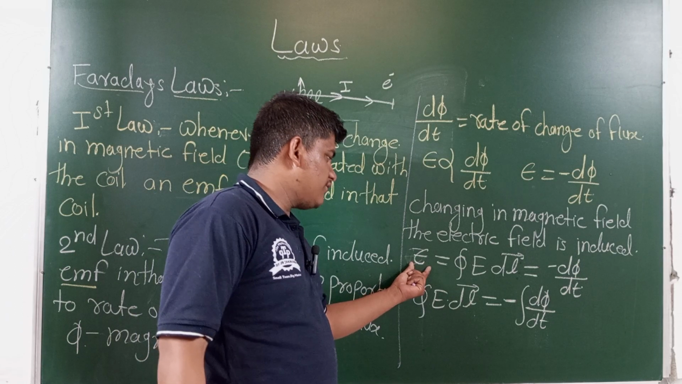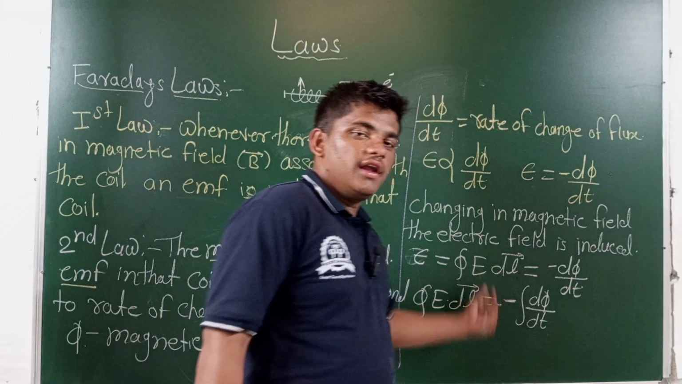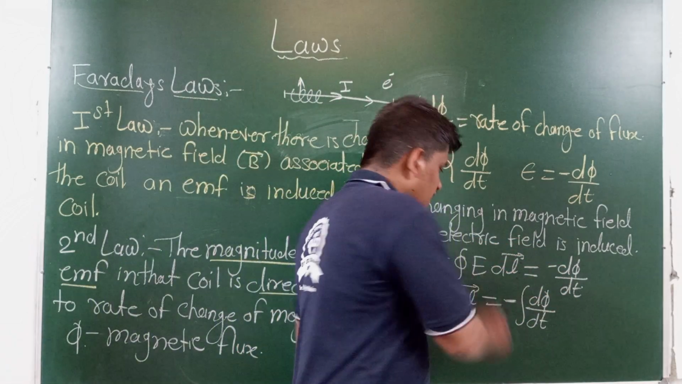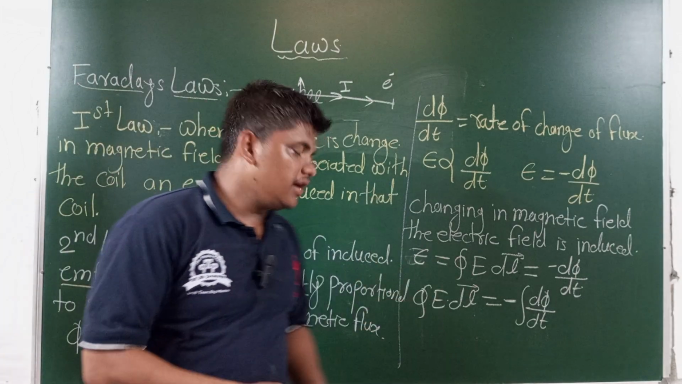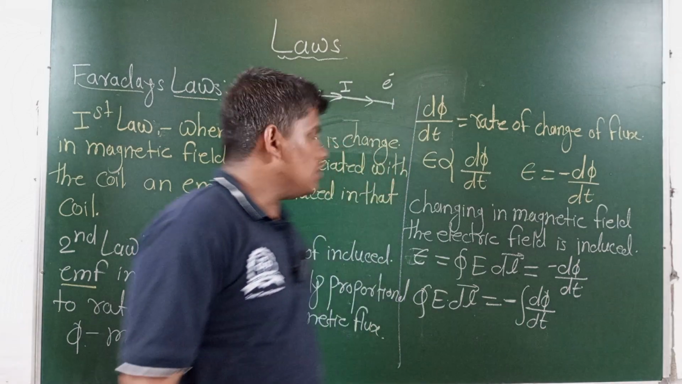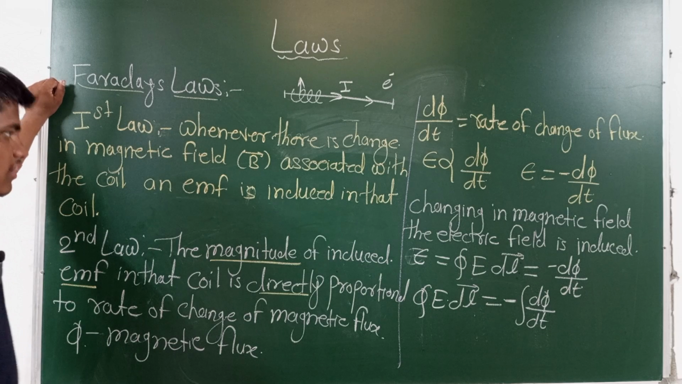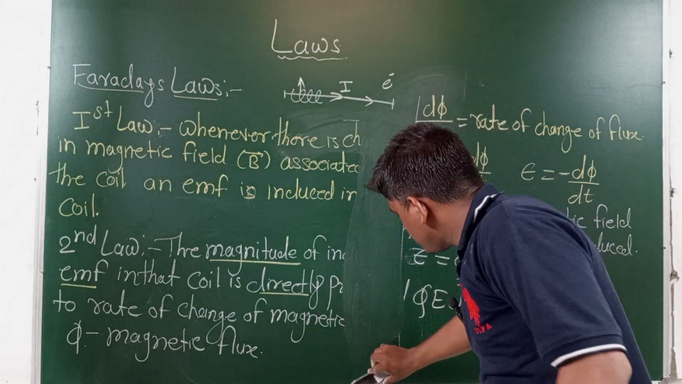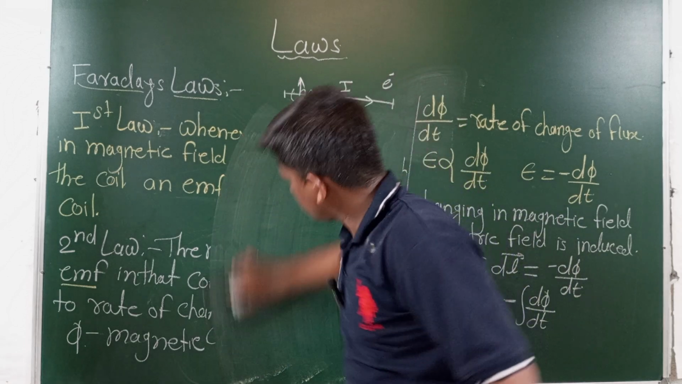Then the EMF, that is epsilon, is equal to the closed integral of E dot dl, which is equal to minus dφ/dt. E dot dl is the electric field. This shows the integral of the electric field. Then the integral of the electric field is given by Faraday's second law. Now let us discuss one of the smallest laws here, that is Ampere's force law.